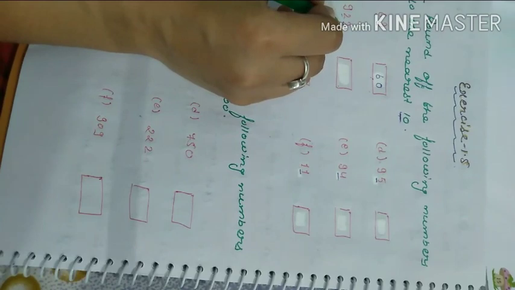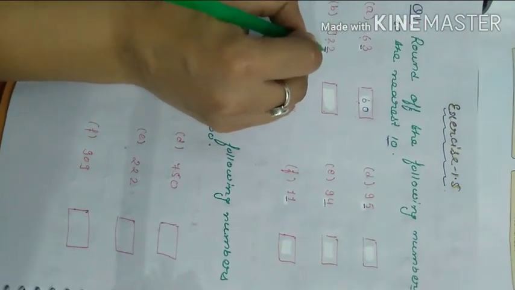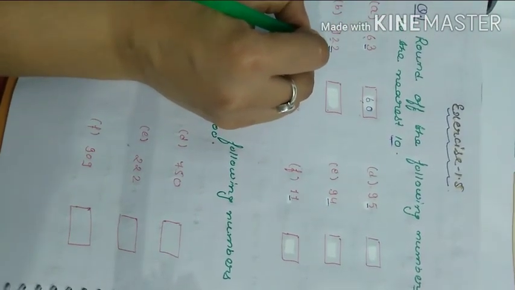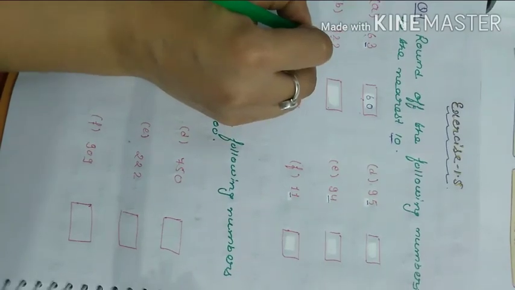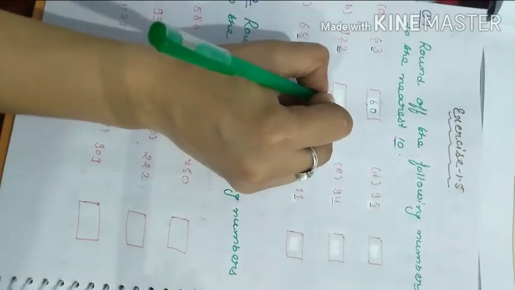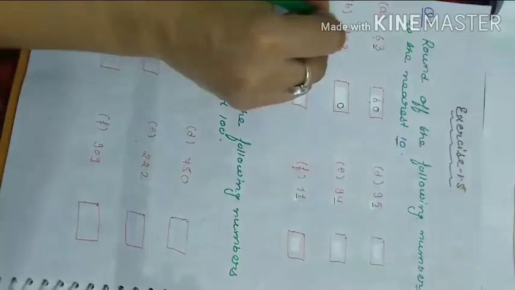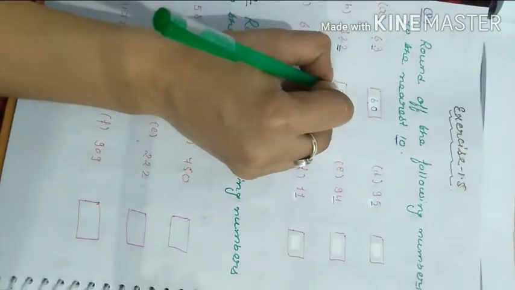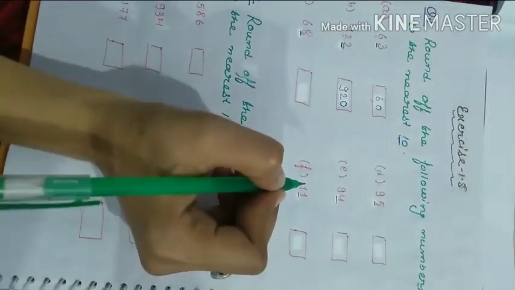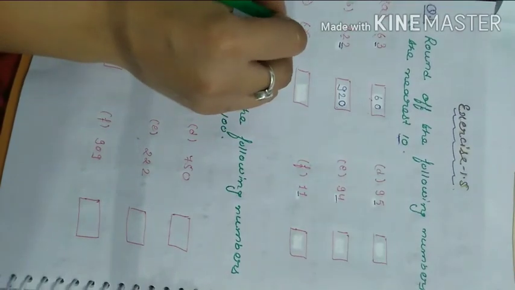Now let's see another question. Here the digit is 2, which is less than 4. So we just put 0 at the ones place and the other digits will remain the same. Okay. Now the other question.